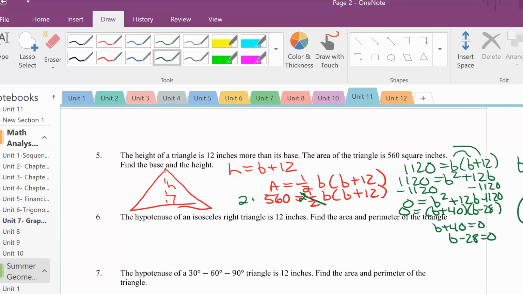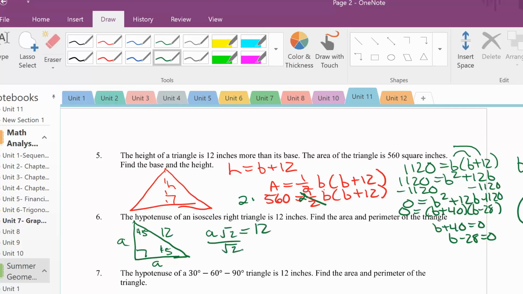So number 6 says the hypotenuse of a right triangle is 12 inches. Find the area and perimeter of an isosceles right triangle. An isosceles right triangle means 45, 45, 90. So to find the area and the perimeter, well, you have to find the legs, and remember the hypotenuse is the square root of 2 times bigger than the leg.